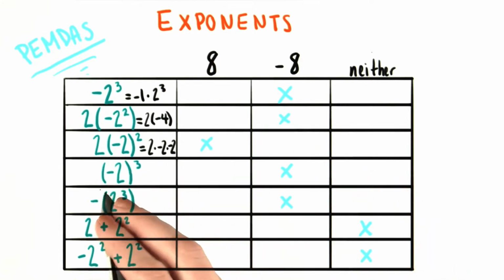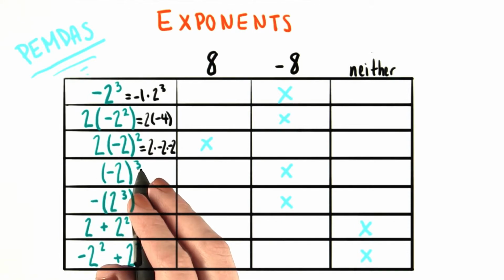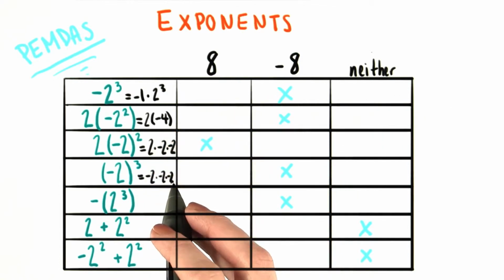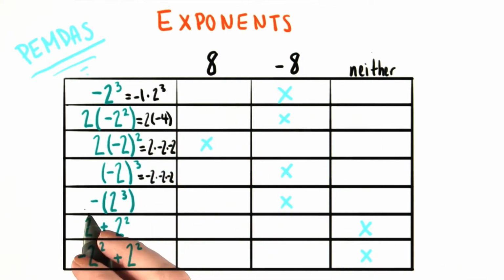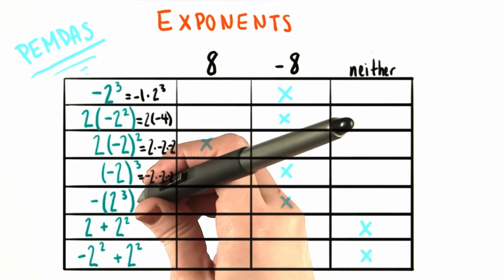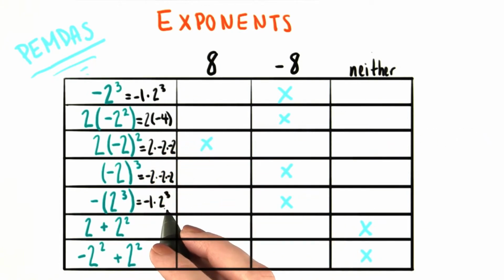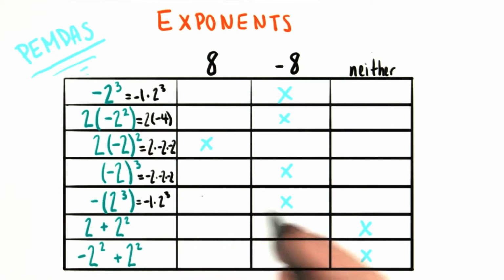Again, we have a negative sign inside the parentheses, so it's part of this number that is taken to the third power. So negative 2 times negative 2 times negative 2 is negative 8. Here the negative sign comes outside the parentheses. So we have negative 1 times positive 2 to the third. 2 to the third is 8, and negative 1 times 8 is negative 8.